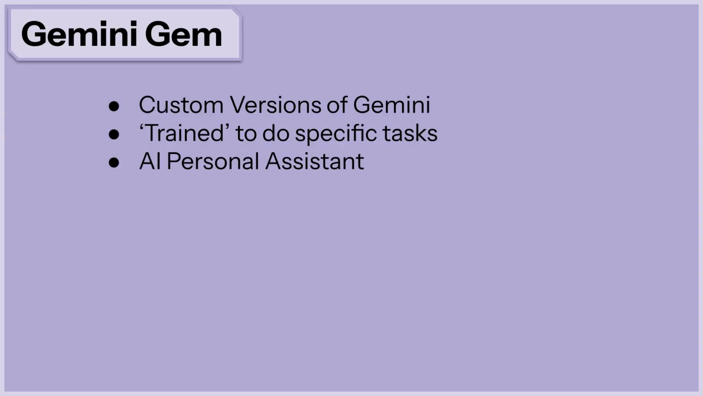So how do we flatten that curve? How do we stop the brain drain and make learning stick? We engineer a solution. For this, we're going to build a Gemini Gem. Now, if you've seen my previous videos, you'll know that gems are custom versions of Gemini that you can train to do specific tasks for you. They're like having your own AI personal assistant tailored for education.